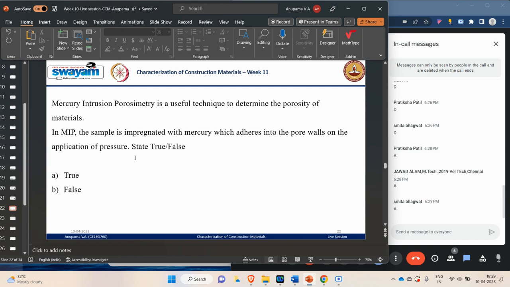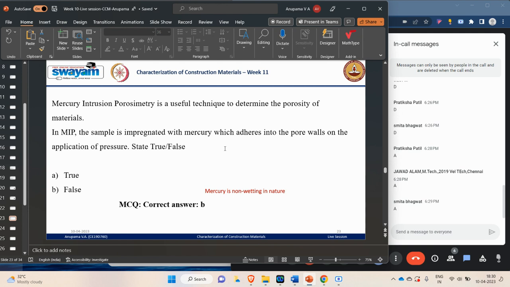Okay. Let's see the correct answer. The correct answer is false. Why? Because mercury is a non-wetting liquid. It does not adhere to the pore walls. It just simply fills the pores.